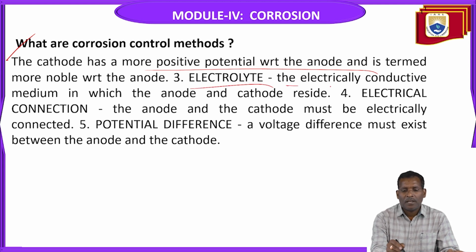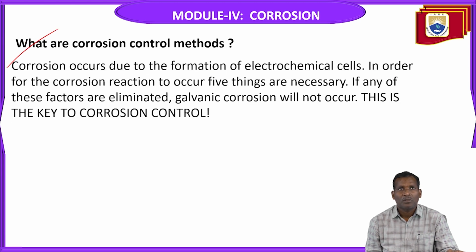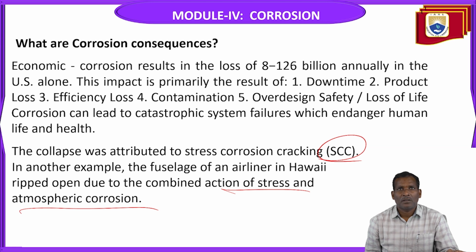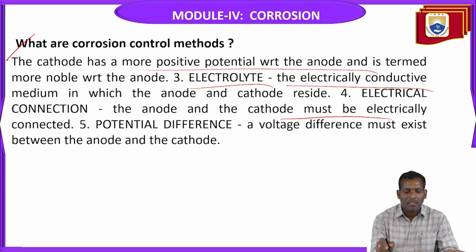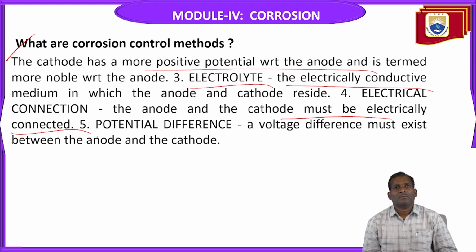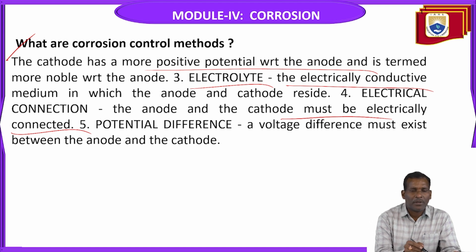Electrolyte: the electrically conductive medium in which the anode and cathode reside. The fourth one is electrical connection. The anode and the cathode must be electrically connected. Then, potential difference: a voltage difference must exist between the anode and the cathode.